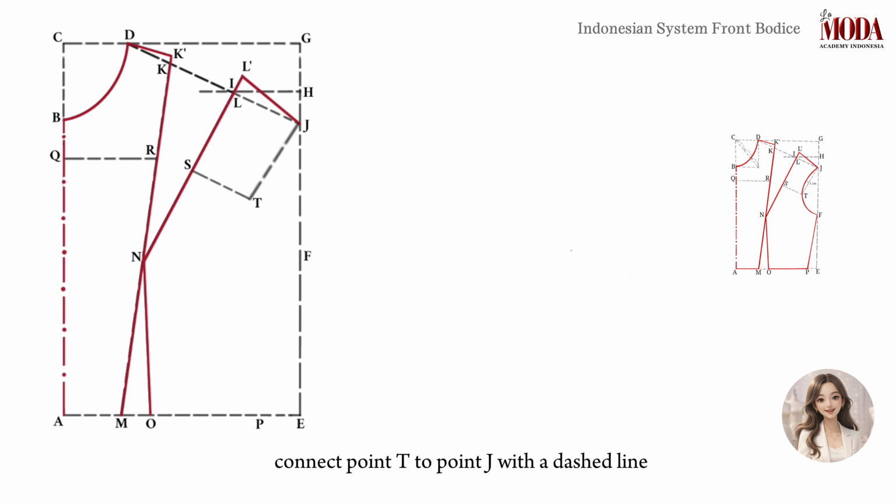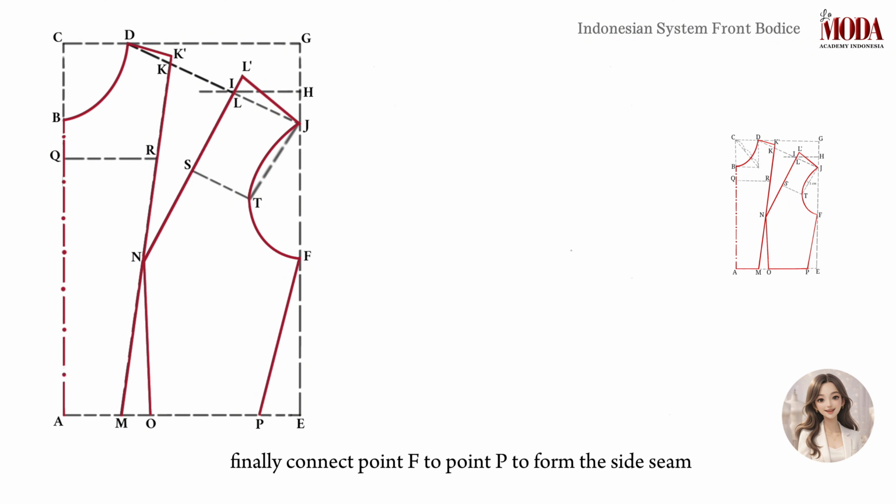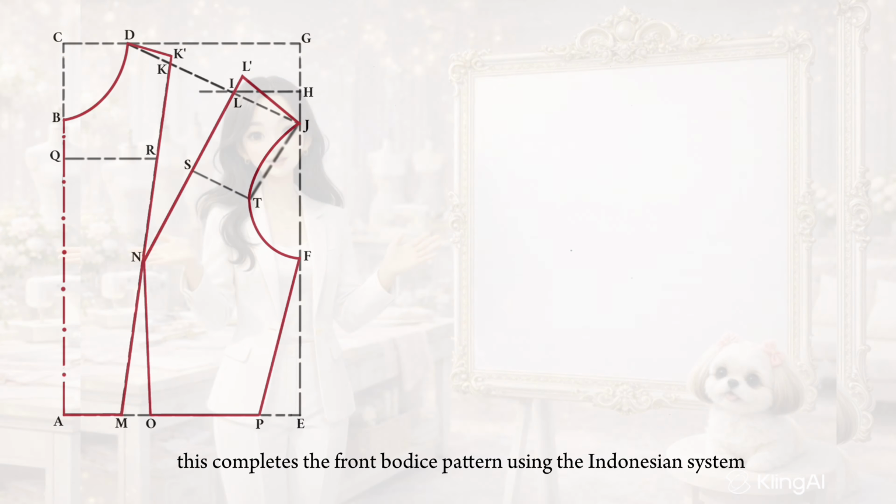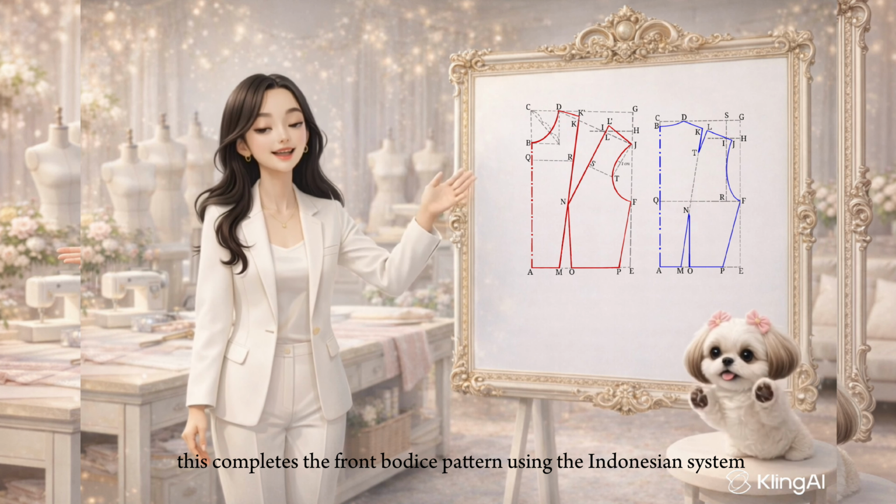Connect point T to point J with a dashed line. At the midpoint, move inward 1 centimeter. Shape the armhole curve from J to T, then continue to point F. Finally, connect point F to point P to form the side seam. This completes the front bodice pattern using the Indonesian system.